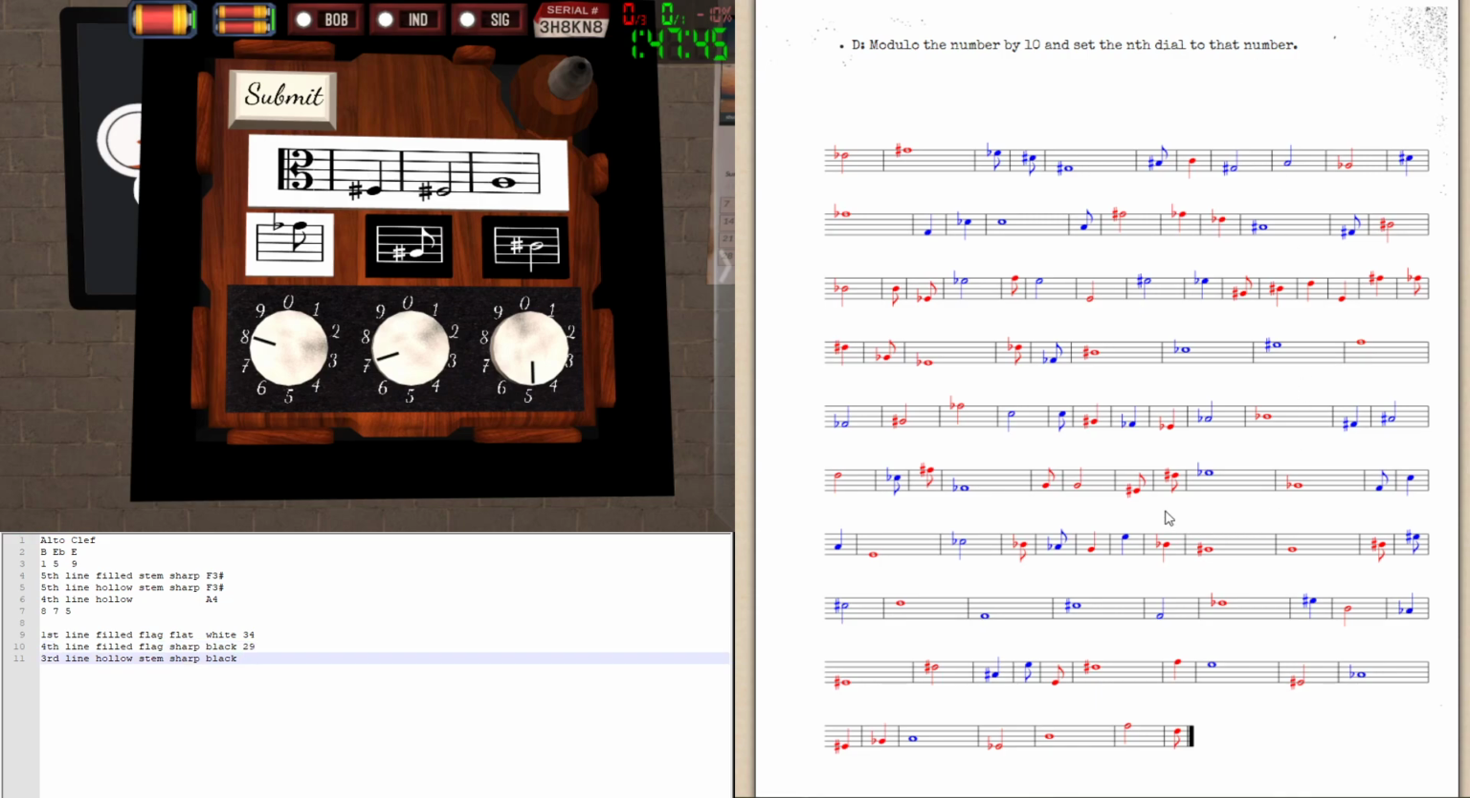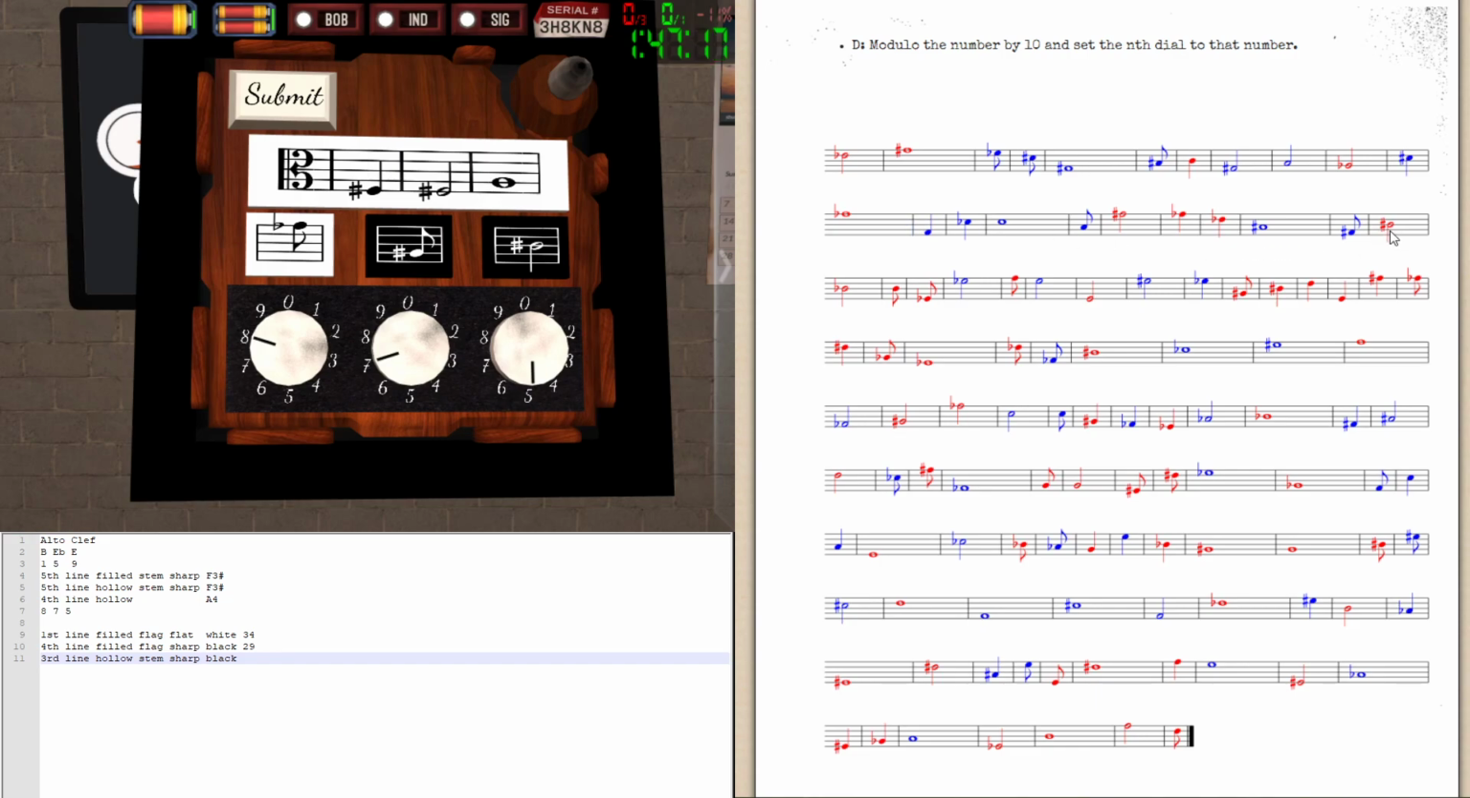Last one. Alright. We've got to find another red note that's on the fourth line this time, which is going to be this one right there. That's going to be our screen, and then find the third line, which is also going to be red, and it's going to be a sharp. I'm going to try to find it the best way I can right now. Okay, that's not hollow though.